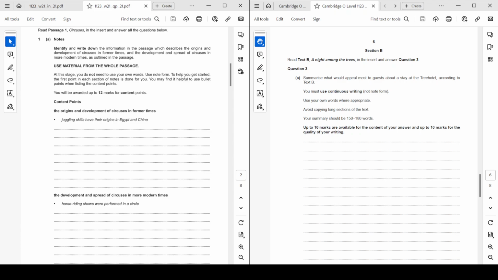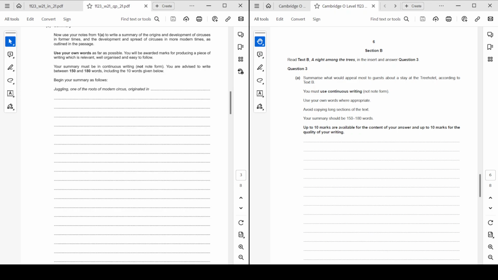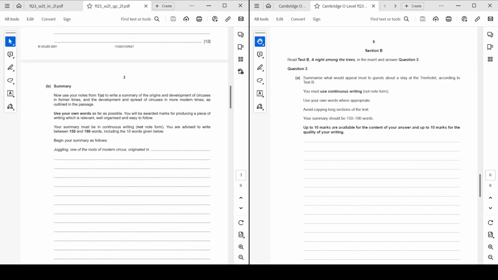And the difference here is previously first the candidates were asked to note down the content points from the text, as you can see, right, the origins and development of circuses and the development and spread of circuses. So there are two headings and content points together for each, and a total of 12 marks available for the content points. And then that would be followed by writing out the summary, which would be worth 10 marks. And the length of the summary would be between 150 and 180 words, including the 10 words given, right? So practically a maximum of 170 since 10 words are already given.